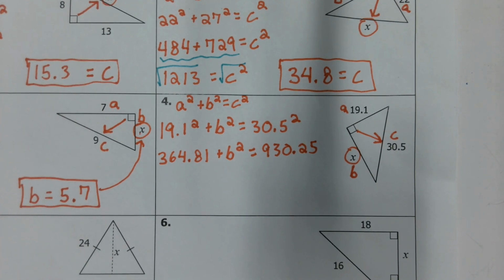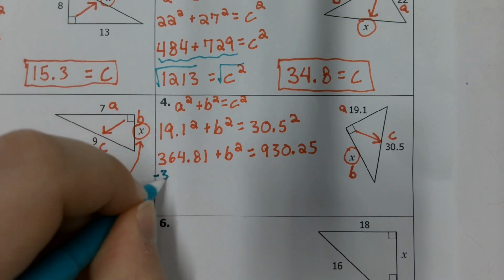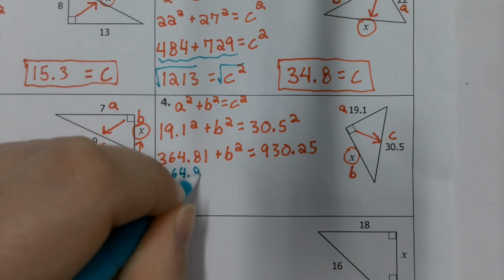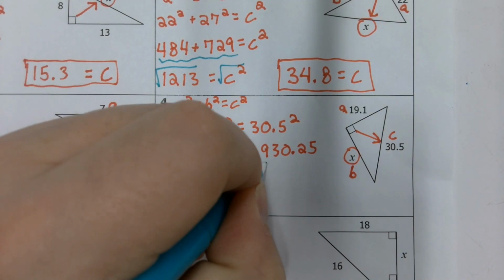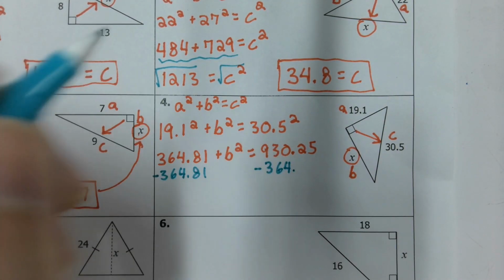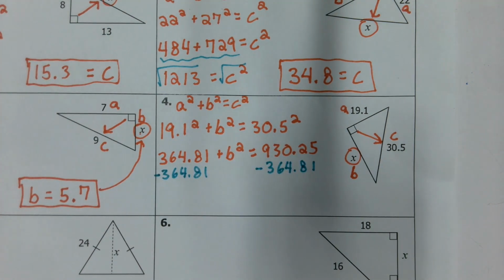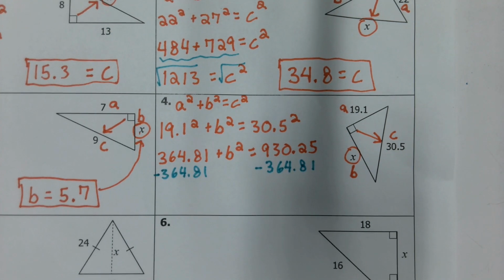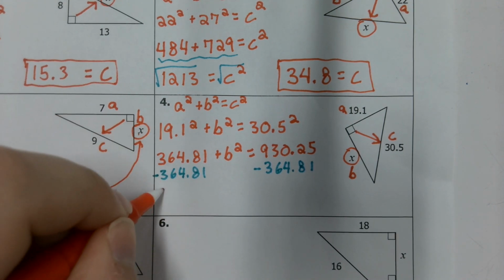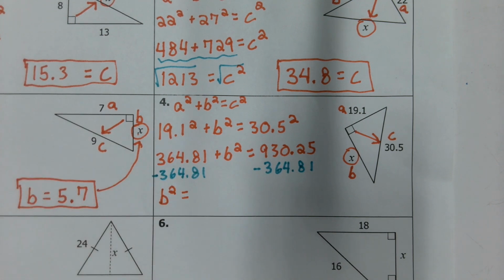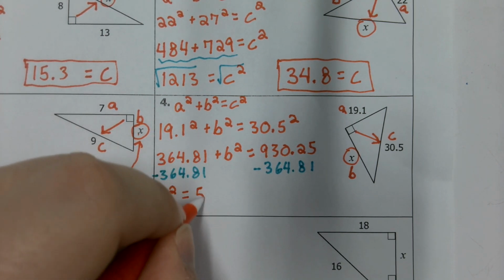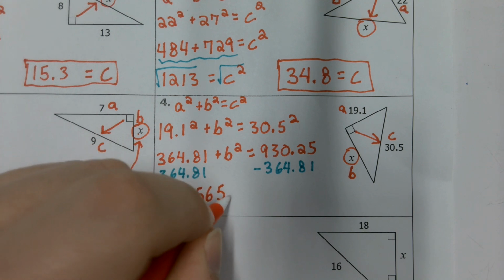So just like the number 3 we did, now we have b squared that we're trying to find, so we need to move this term over by subtracting. Just like that. So we'll take 930.25 minus 364.81, which means b squared equals 565.4.